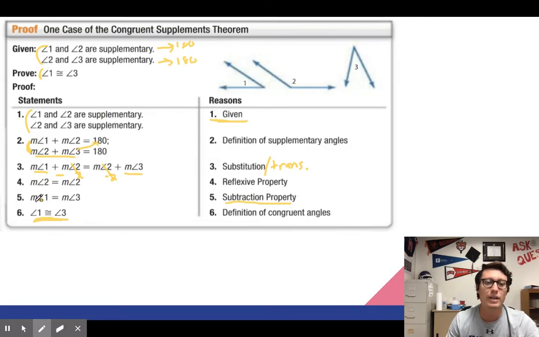And now we have changed from the measure of angle 1 is equal to the measure of angle 3 to angle 1 is congruent to angle 3. Remember, whenever you change from an equal sign to a congruent sign, that's the definition of congruent angles. Or the opposite, whenever you change from a congruent sign to an equal sign, that's the definition of congruent angles.